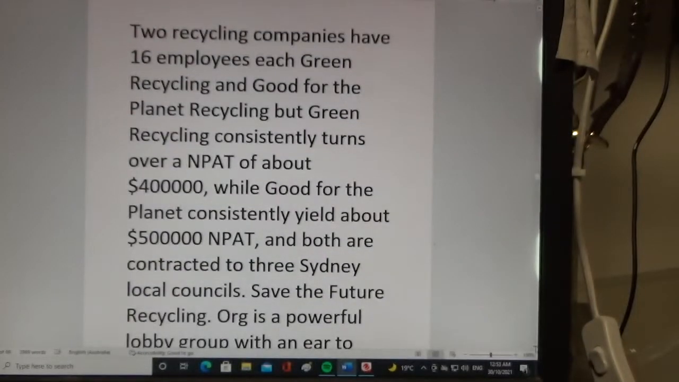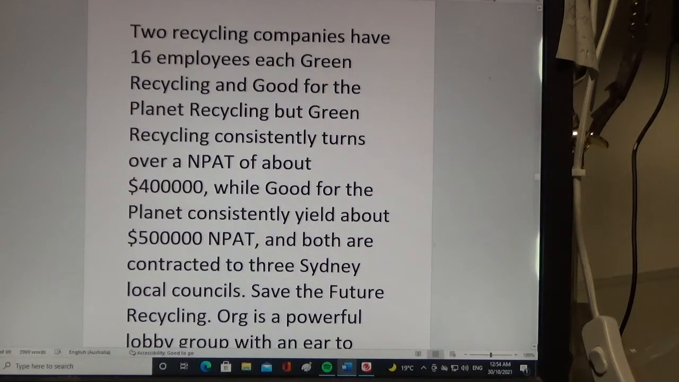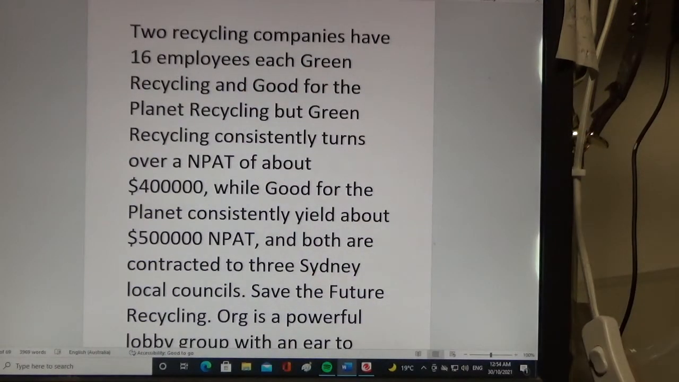Two recycling companies have 16 employees each. Green Recycling and Good for the Planet Recycling, but Green Recycling consistently turns out a net profit after tax of about $400,000, while Good for the Planet consistently yields about $500,000 net profit after tax. So Good for the Planet is doing better, and both are contracted to 3 Sydney local councils. And remember, bear in mind that they both have 16 employees in the ratio.